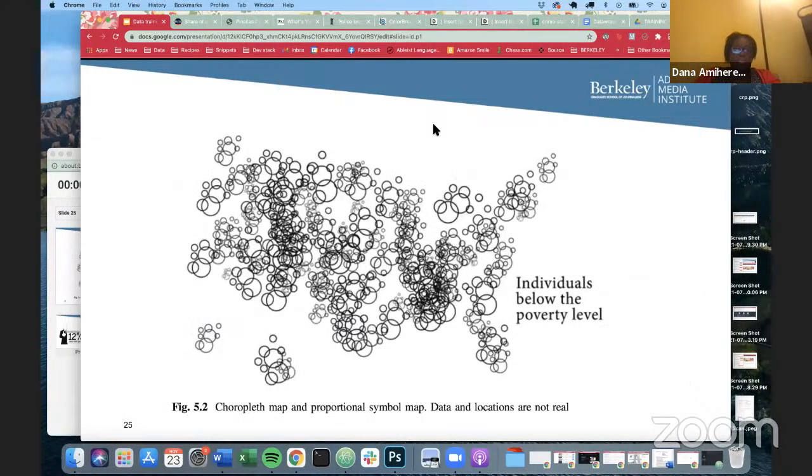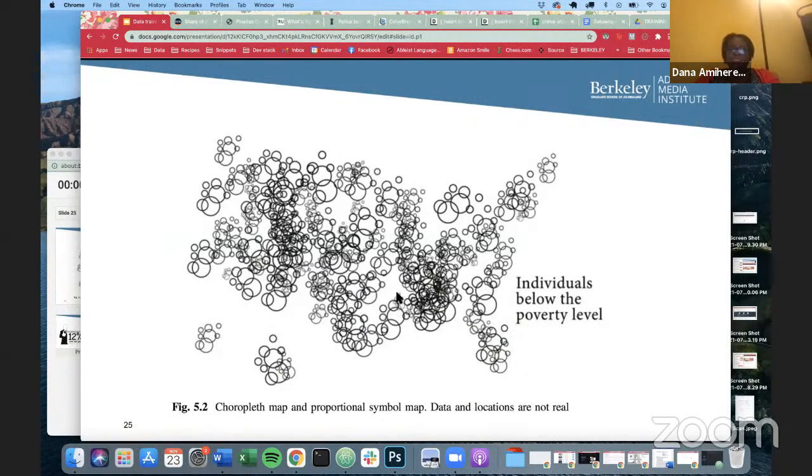Okay. And then this is a conceptual version of a type of map that we'll talk about later. This is a symbol map that somebody tried to put together of the US. You can see the outline of the United States. There's Florida and Texas, Maine, what's supposed to be Hawaii and Alaska. This is supposed to be of people below the poverty line in the US. And technically it's kind of true.